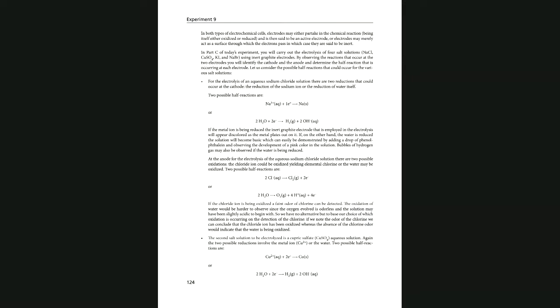So if you see no pink color in the solution on either side of the tube, then you can say water has not been reduced because there was no hydroxide, with the condition that you don't forget to add the phenolphthalein. Because if you don't add the phenolphthalein, you cannot see the hydroxide ion. If in one of the experiments water is being reduced, that means hydroxide ion has been produced, so water cannot be oxidized. Water is going to either be reduced or oxidized.